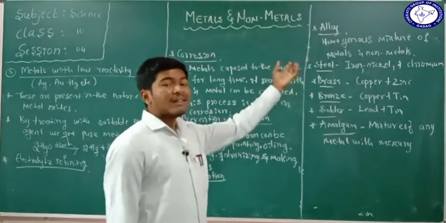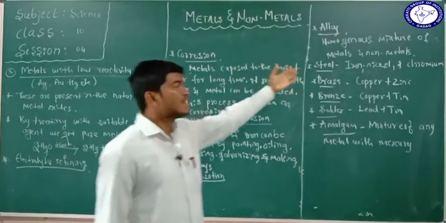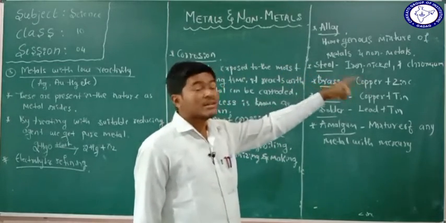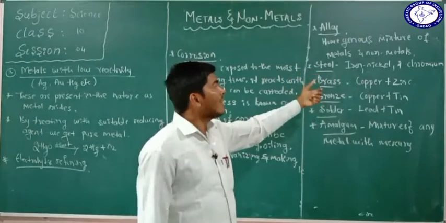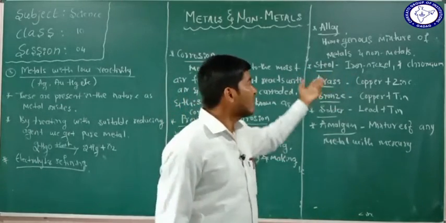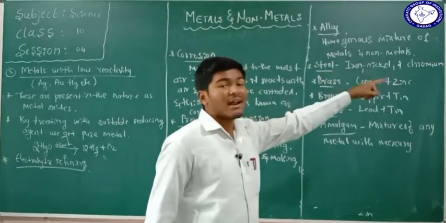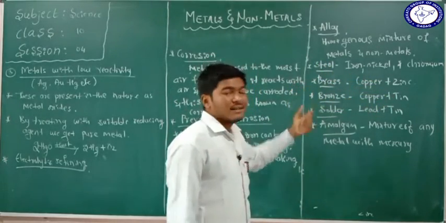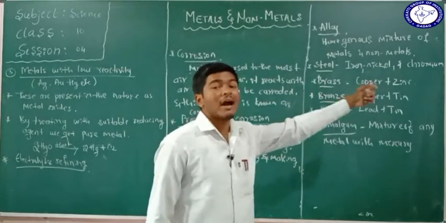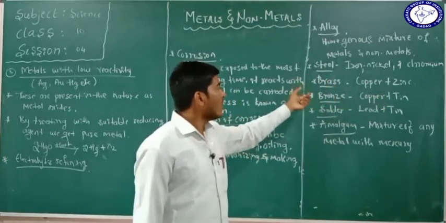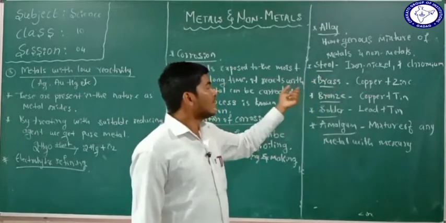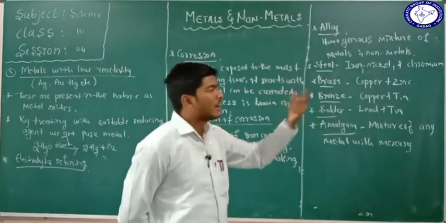So what are the examples for alloys here? Steel is a mixture of iron, nickel and chromium. The steel metal is made up of three metals called iron, nickel and chromium. And brass is a mixture of two metals, one is copper and the other is zinc. This is an alloy. Brass is also one of the alloys made by the homogeneous mixture of copper and zinc.